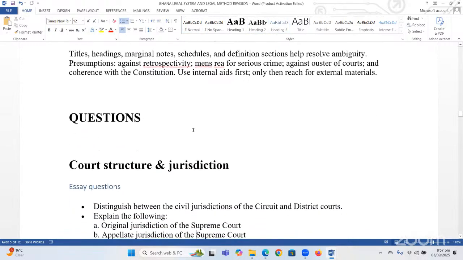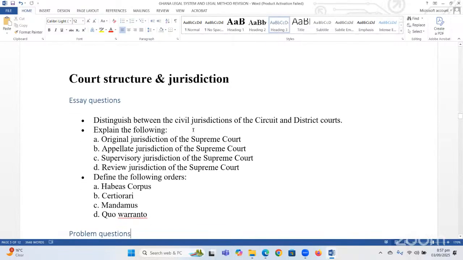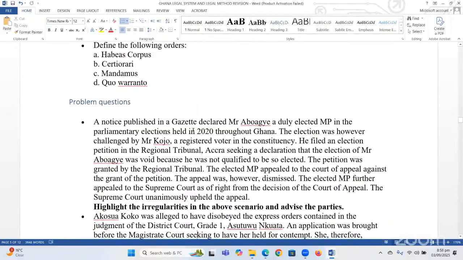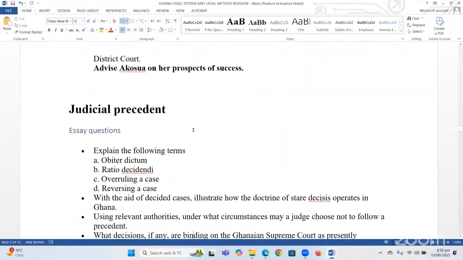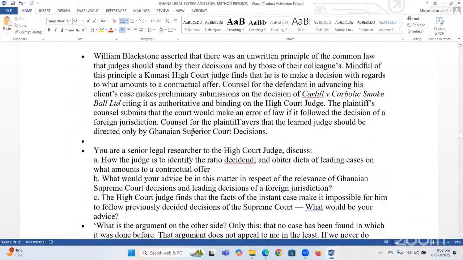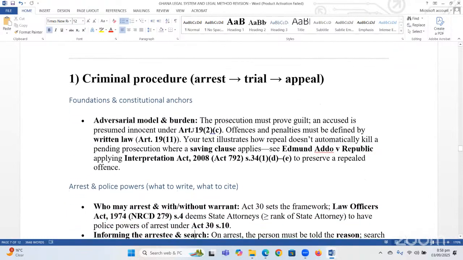Well, I have some few questions here, and these are questions which are already in my book. So I'll just pick them up for you. These are all in the book. So I want to jump to criminal procedure and then the civil procedure briefly.